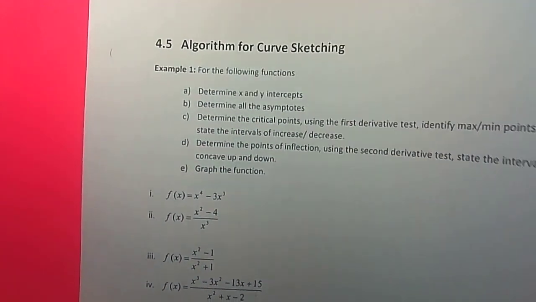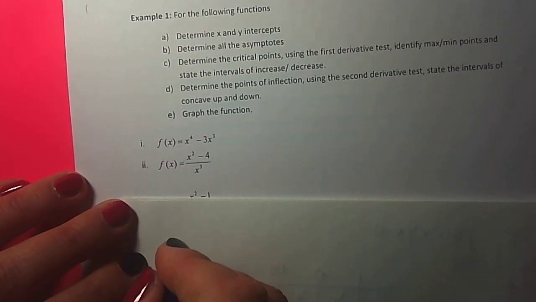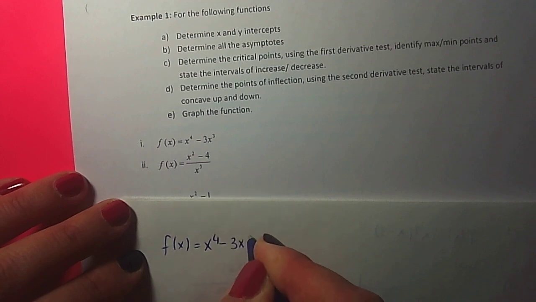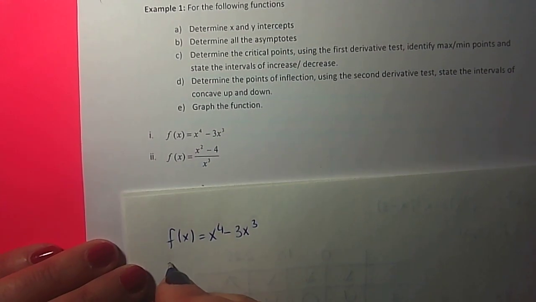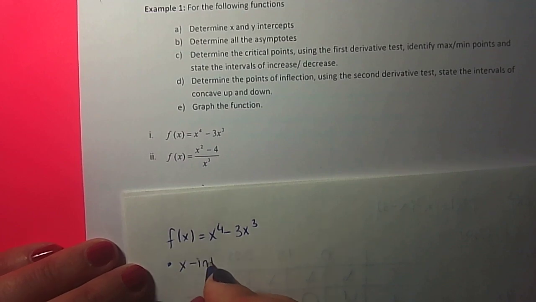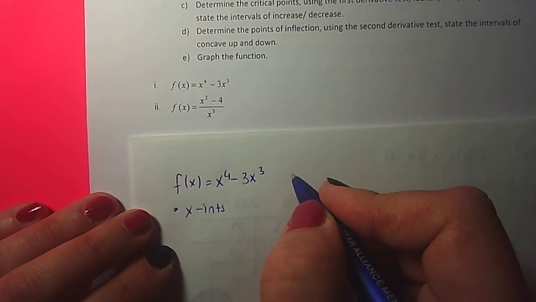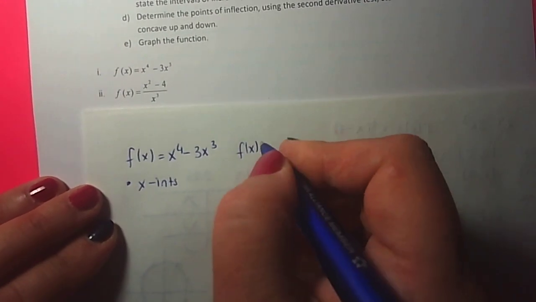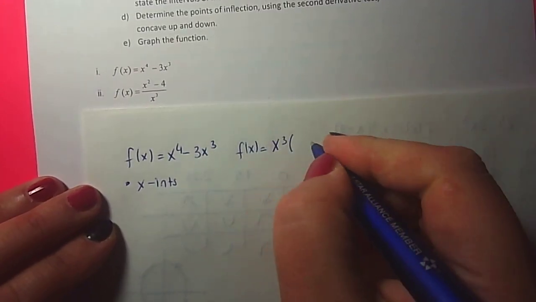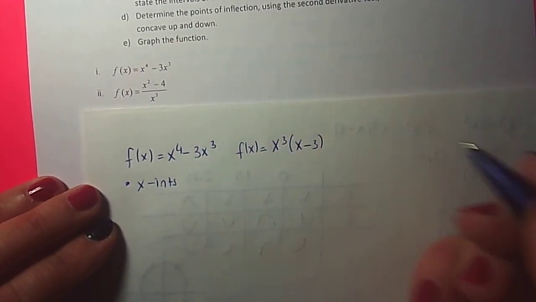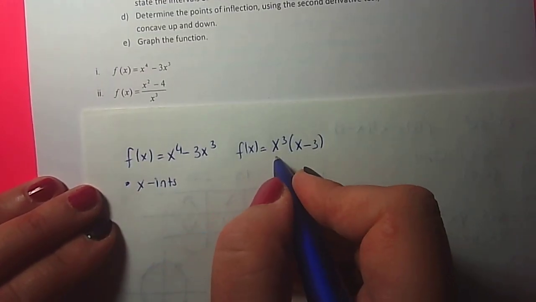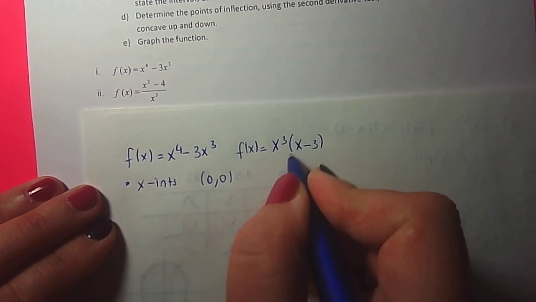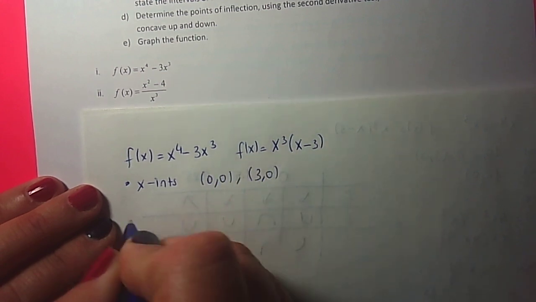Let's start with the first example. f(x) equals x to the power of 4 minus 3x cubed. We said we need x-intercepts. To get the x-intercepts, we need to factor the original function. So x cubed is a common factor, and we get x minus 3 as a second factor. Then the zeros of the original function are (0, 0) and (3, 0).